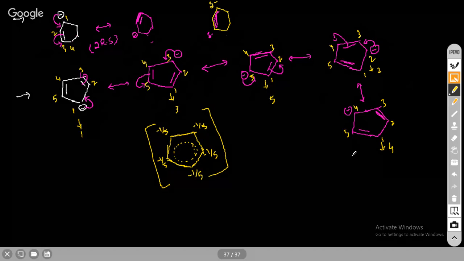In this also you see there is conjugation, pi sigma negative charge. But when this comes here and this goes here, it is nothing but the first structure we have. That's why further resonating structure is not possible.